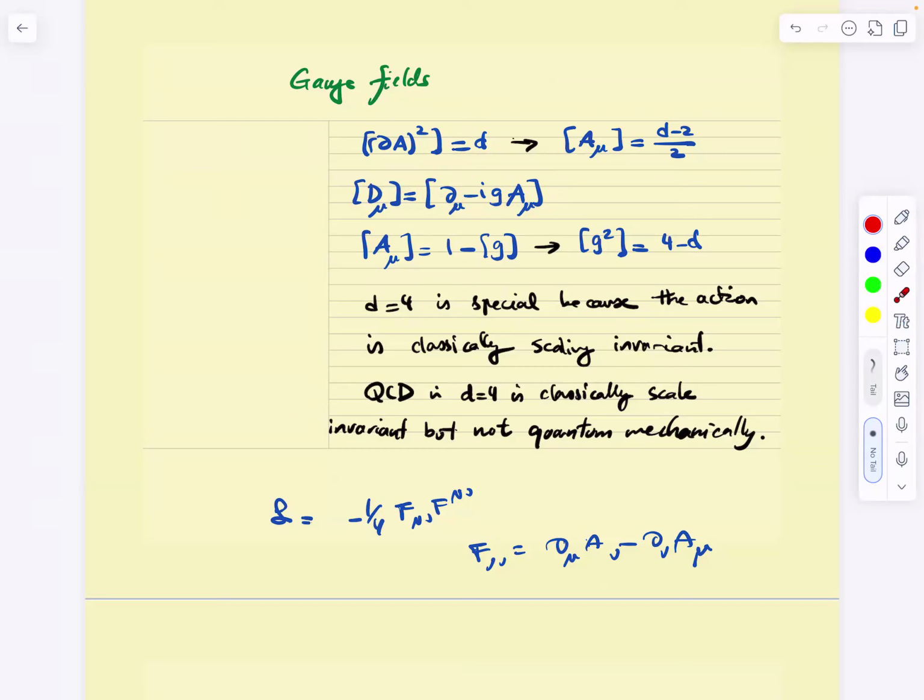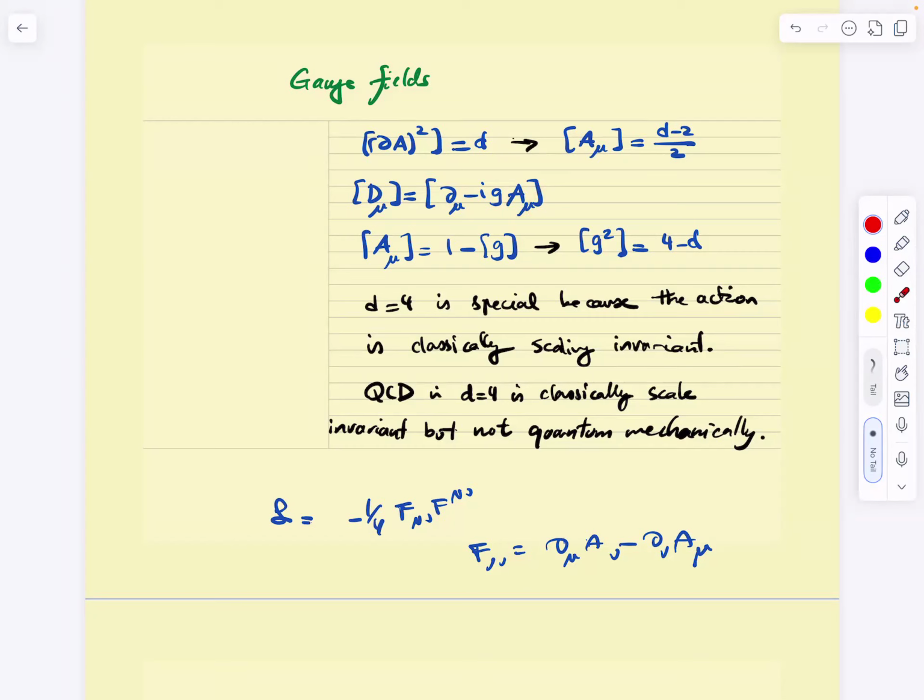Well, it doesn't matter. I think we did, but if you don't recall, there's the covariant derivative, which is del mu minus i g A mu. This involves adding two terms, del mu and i g A mu. This g is the coupling constant of QED. It's the electron charge, right?